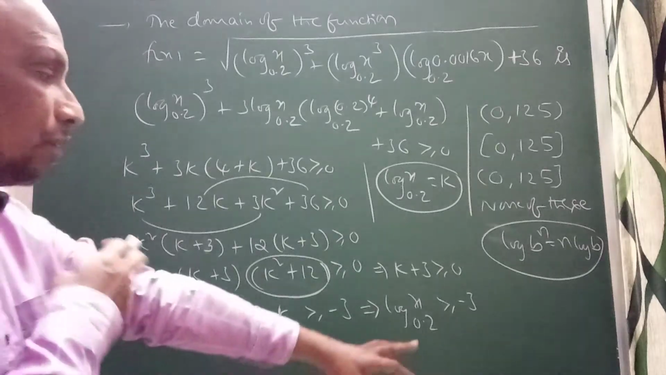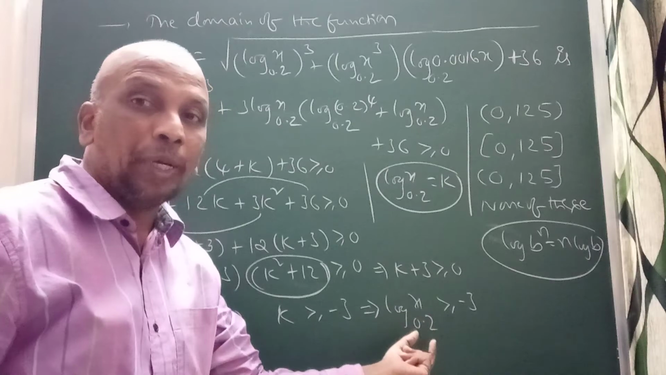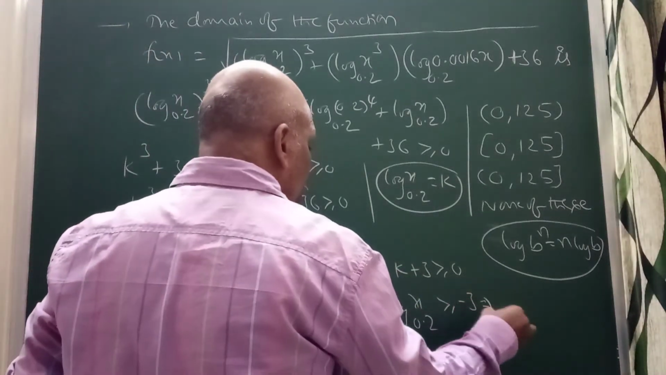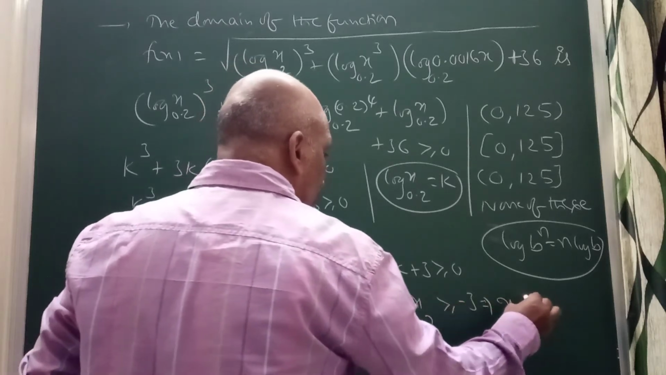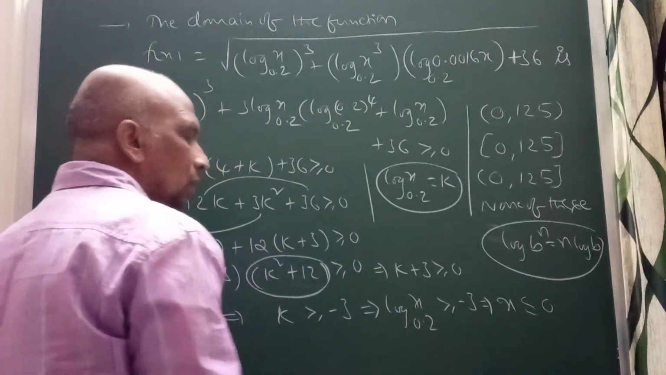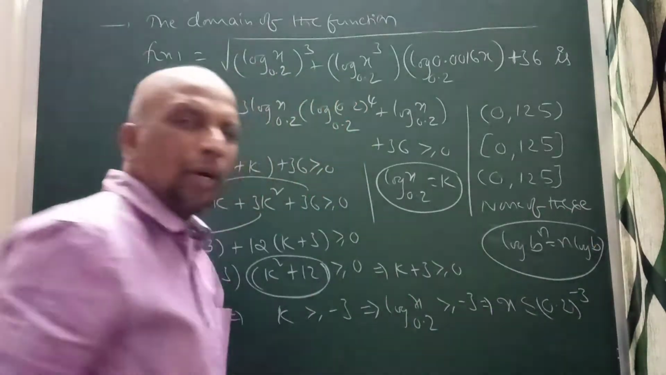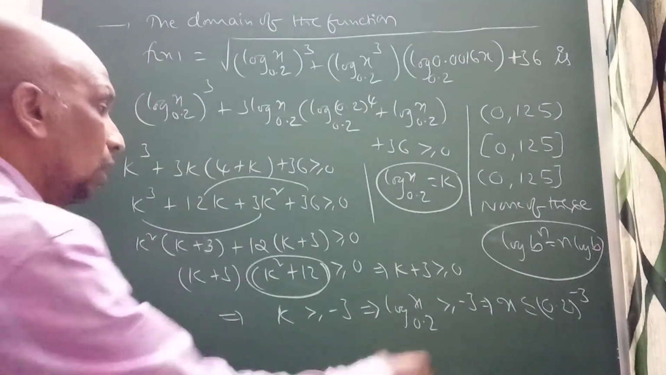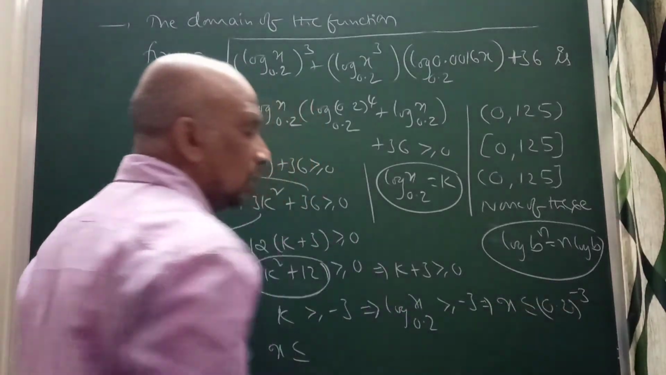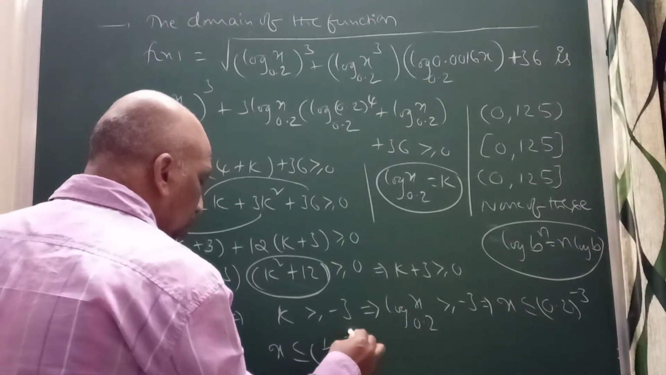If you want to eliminate the logarithm, you should observe the base. The base is between 0 and 1. When the base is between 0 and 1 and you eliminate the logarithm, the inequality reverses, so x will become less than or equal to 0.2 whole power minus 3. Now I can write x less than or equal to 0.2, which is 2 by 10, or 1 by 5, so 1 by 5 whole power minus 3.